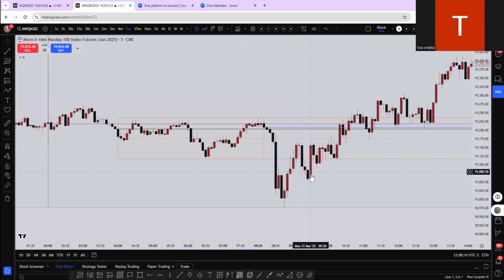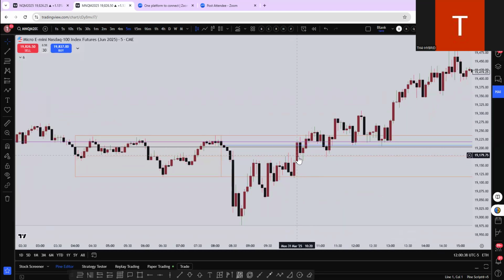Now we have an expansion, a retracement, and an expansion. Same key delivery. We're using overnight session as a reference. This is a tight range, which tells me this is my accumulation. So accumulation, manipulation, expansion, retracement, and then expansion.